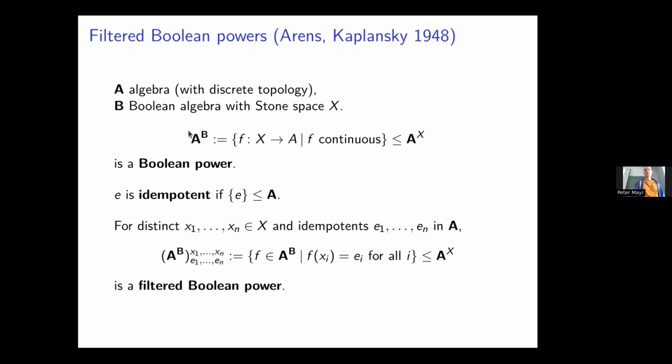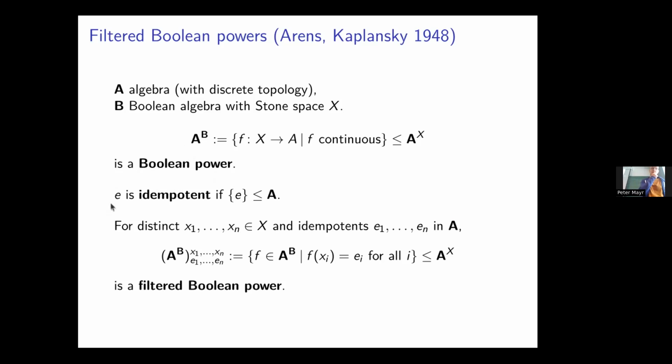And somehow historically, these things, which are subalgebras of A to the X, are denoted by A to the B, or similar notations. Now, these are what classical Boolean powers are.